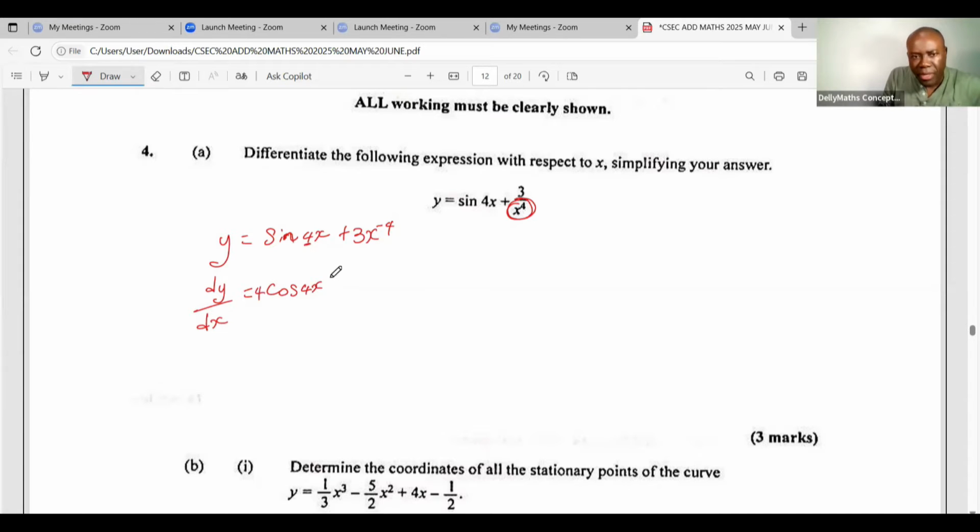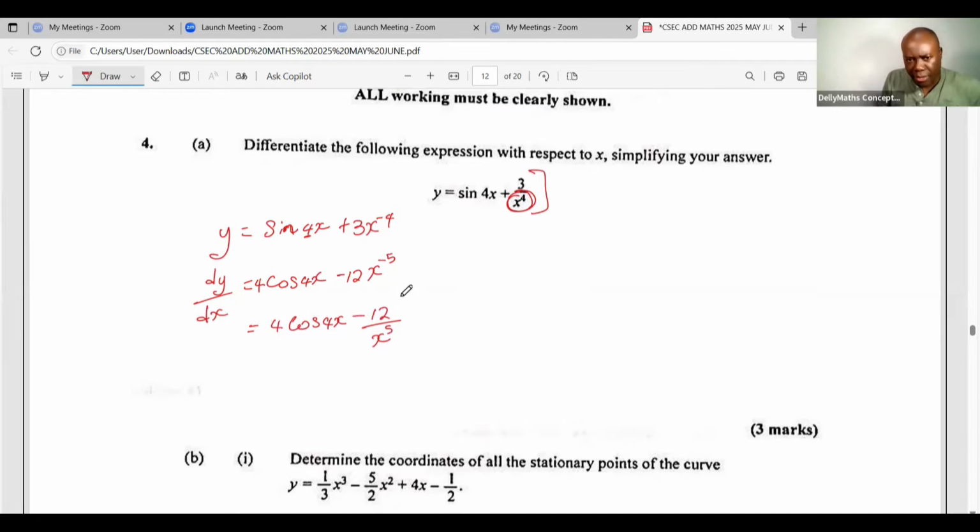4 cos 4x. And for this part, the second part here, negative 4 times 3, that's negative 12. And then we have 12x, and then minus 1 from that to the minus 5. And if we put this back in the format, we're going to have 4 cos 4x, and then minus 12 over x to the fifth, putting it back in the format that we got it, basically. And that is the differential of that there.